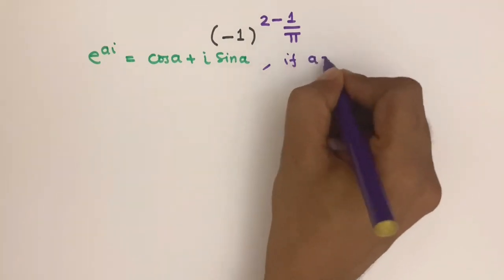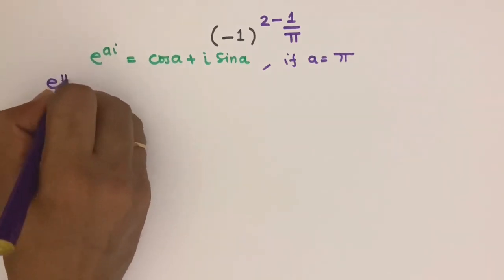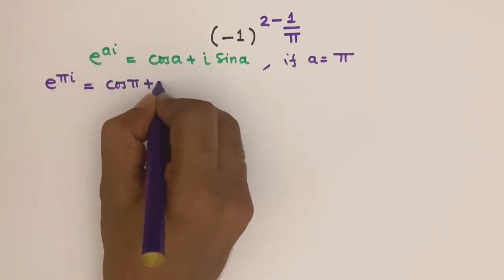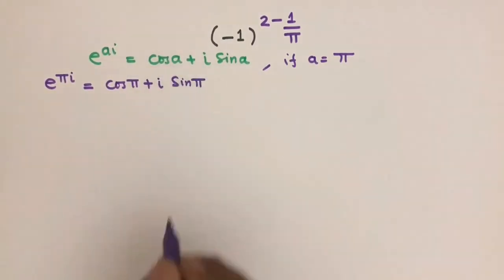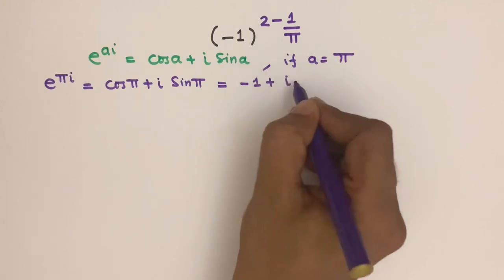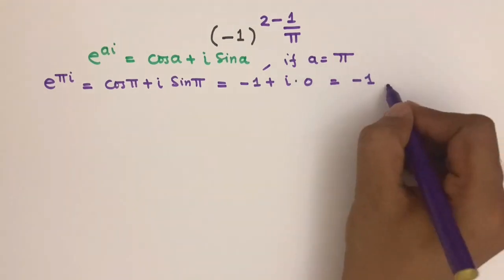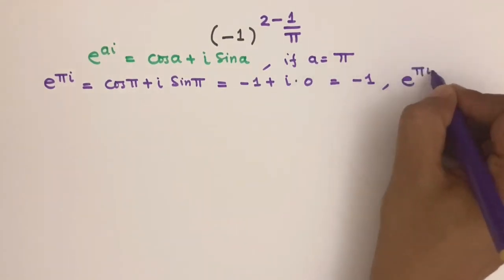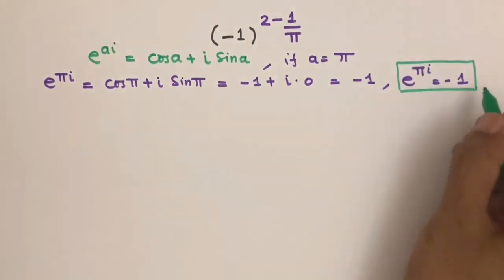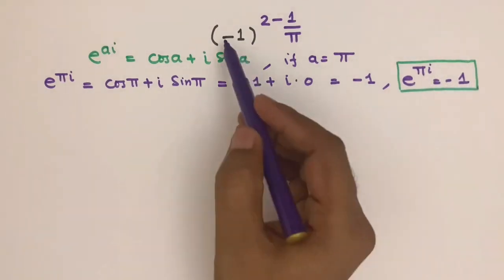If A equals pi, this becomes e to the power pi i equals cos pi plus i sin pi, which is equal to cos pi is minus 1 plus i multiplied by sin pi is 0, which equals minus 1. So e to the power pi i equals minus 1. Now substitute this value of e to the power pi i equals minus 1 into this equation.